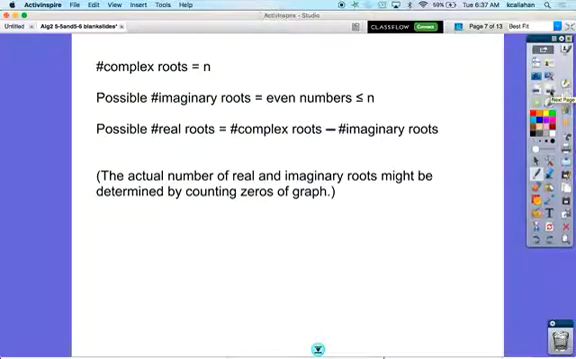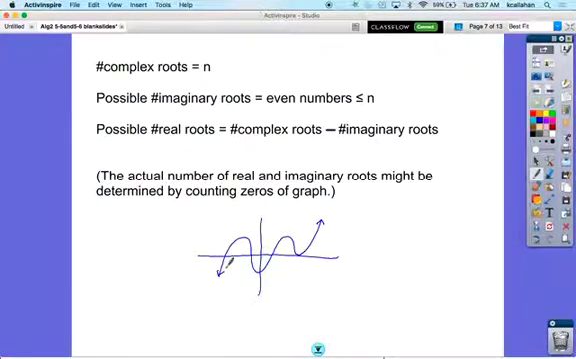So I might have to make a change to this slide, but let's just see. The number of complex roots equals n. The possible number of imaginary roots are even numbers less than or equal to n. That's true. The possible number of real roots equals the complex roots minus the imaginary roots. And the thing is that we can find the number of real roots by looking at the graph. We just have to make sure that I count them accurately.